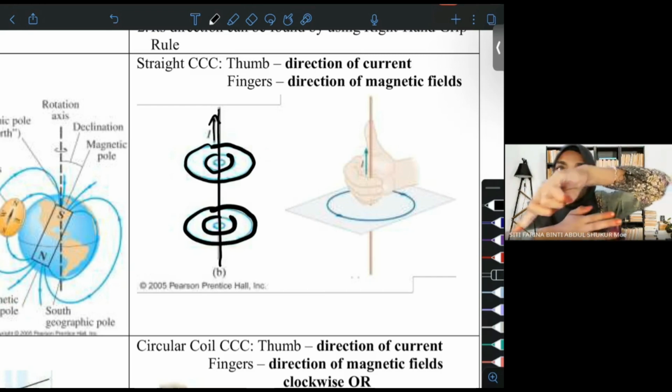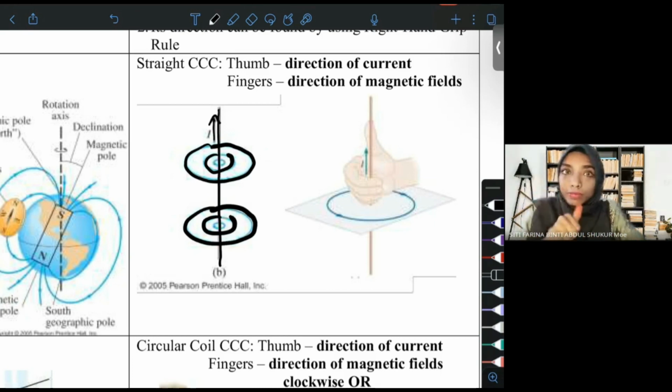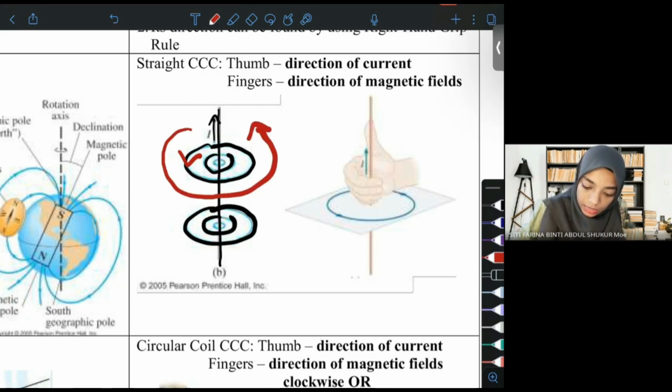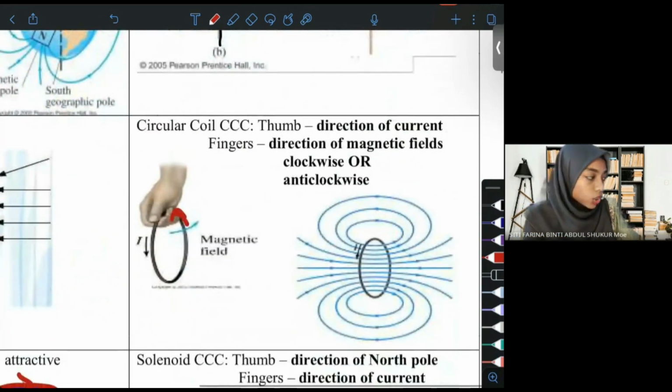Dia akan pusing and point towards the pump. Betul tak? Dia pusing, dia bertemu dengan pump kamu. So bila current ke atas, ini direction of B kamu. Dia pusing, dia bertemu dengan pump kamu. Okay, so now the direction of your B here adalah in this direction. Dia akan pusing masuk ke dalam sini. Okay, this is the direction. Okay, current ke atas, dia akan pusing. Nampak?